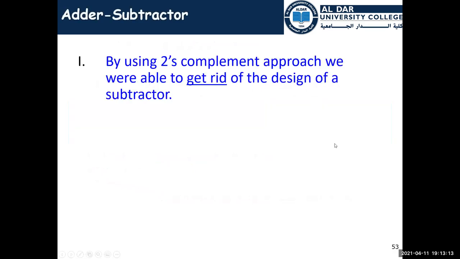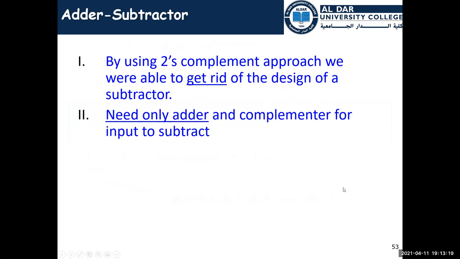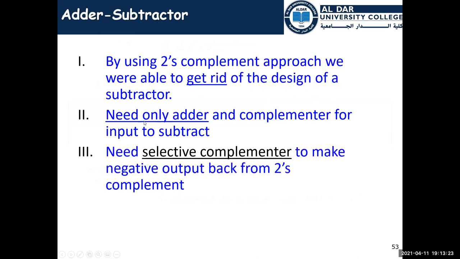Now we need to implement the 2's complement approach. We need to implement a circuit for the adder and subtractor in the same circuit. We get rid of the design for the subtractor using the 2's complement. If we have 2's complement, it is just addition. There is no subtraction at all. We need only adders and the complementer for the input to be subtracted. And the selective complementer, because not every time will we make the complement for the second stage. After the addition, maybe we need a complement or we don't, according to which one is greater than the other, M or N.